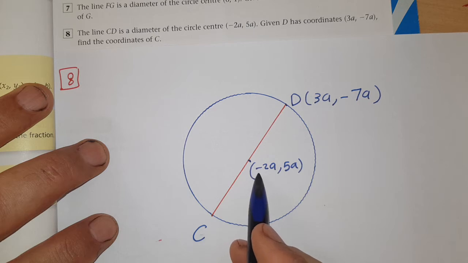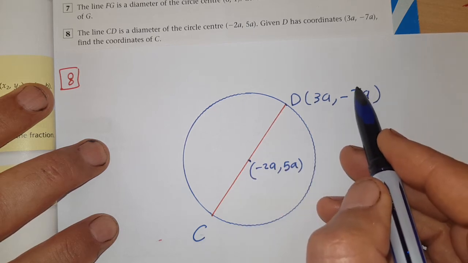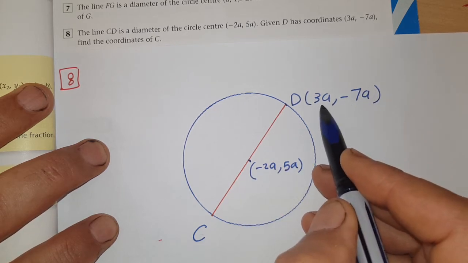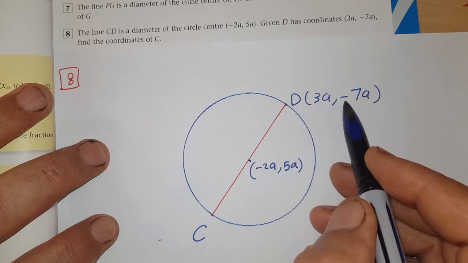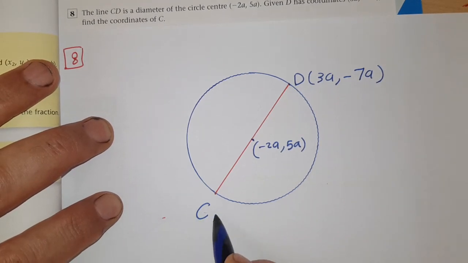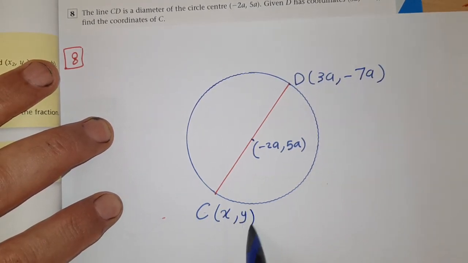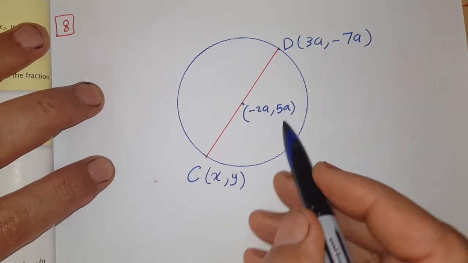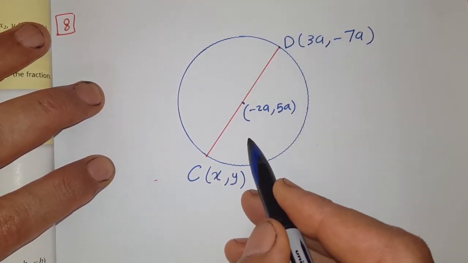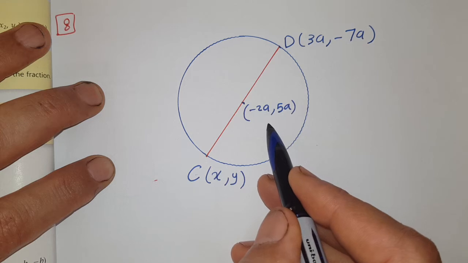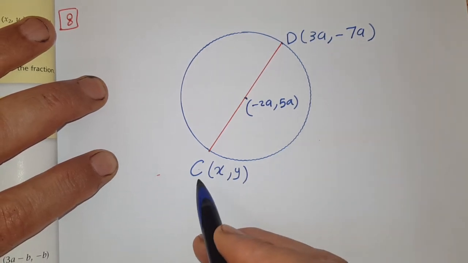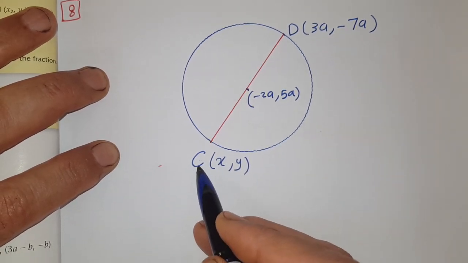This is the center, (-2A, 5A), and one of the coordinates of the endpoints of a line segment is (3A, -7A). Find the coordinate of C. Find the coordinate of C, I don't know, just name it X and Y. We now apply the midpoint formula to find C, the endpoint of the line segment.